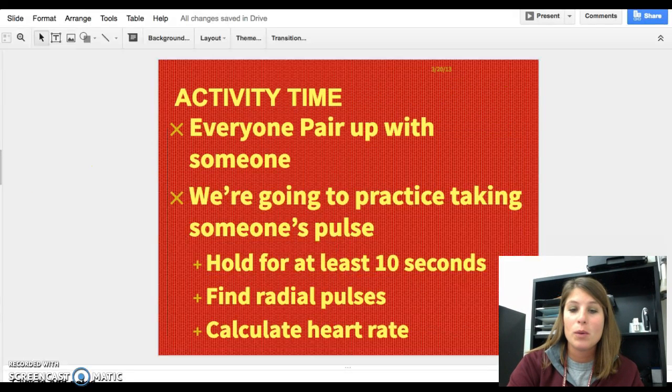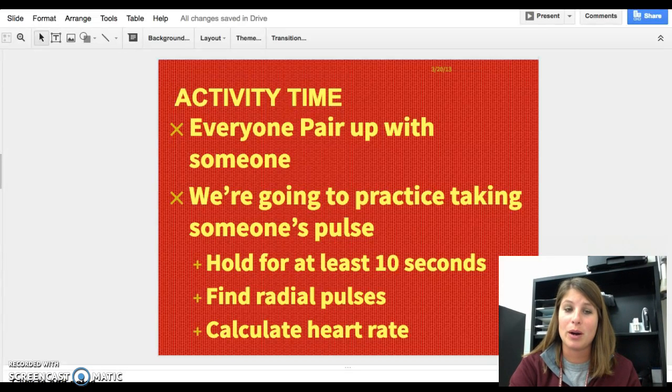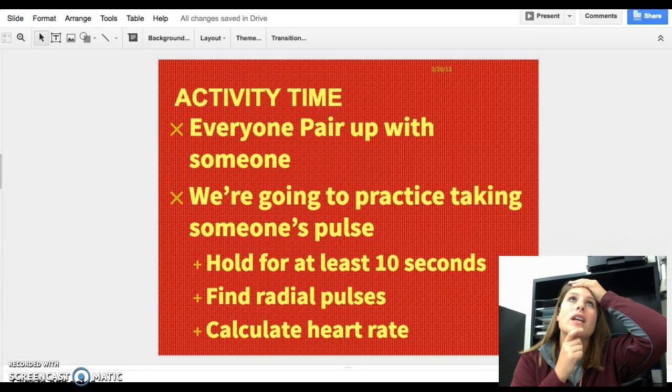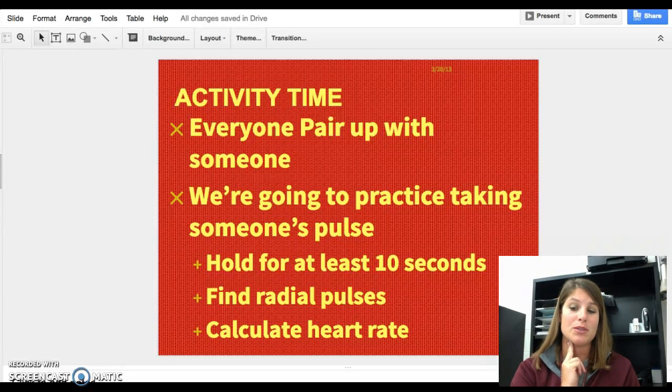We are going to do this as a class, so we're going to take some time to practice this. But that's the ABCs broken down into each of its parts. Airway, we're going to do our head tilt, chin lift. We've got breathing, doing our look, listen, and feel. Then we have our circulation, doing our carotid pulse. That's the ABC steps broken down. The next time we talk, we're going to talk about breathing emergencies.